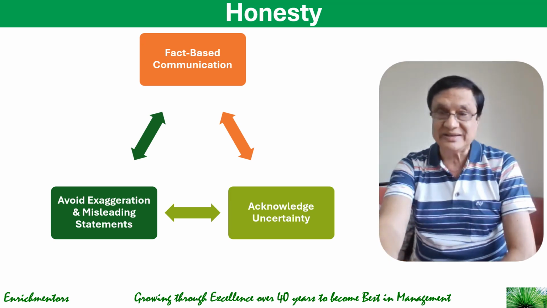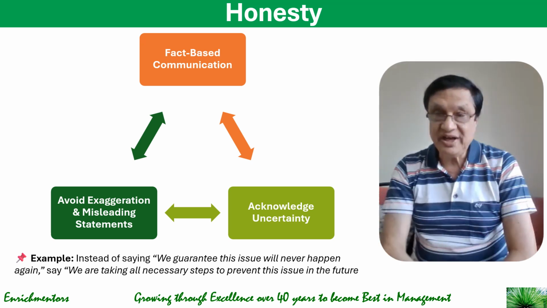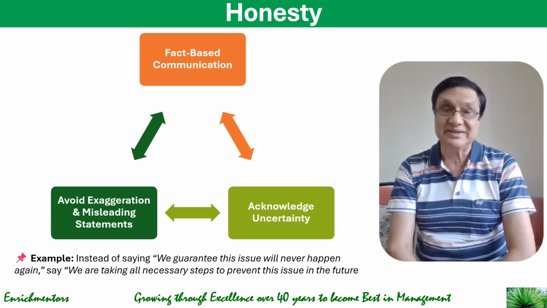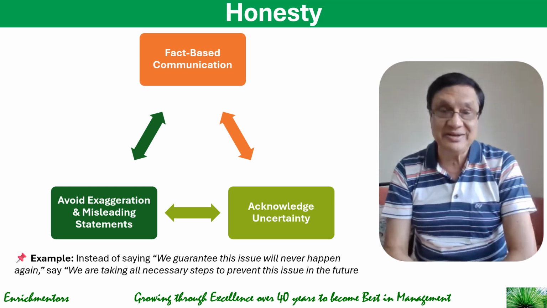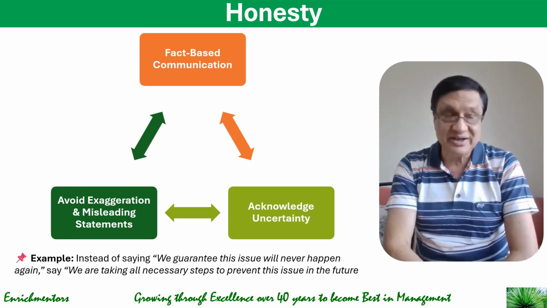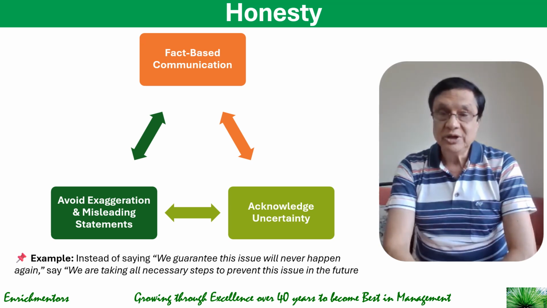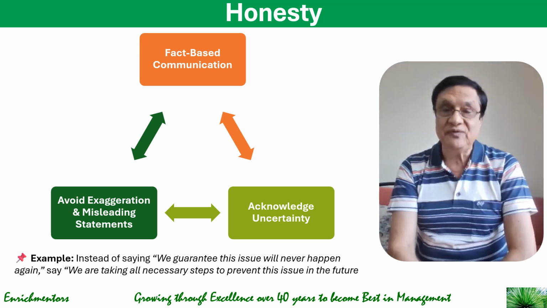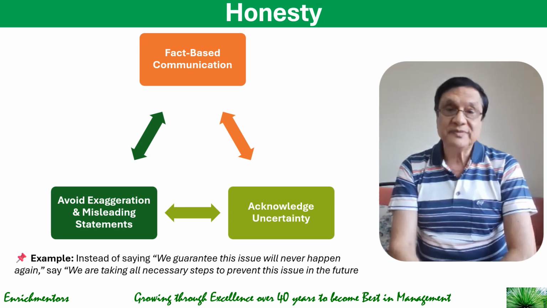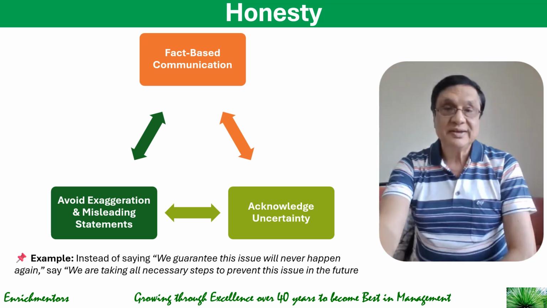Now let's take a look at an example. Instead of saying "we guarantee this issue will never happen again," which sounds like exaggeration, right? How can you guarantee that? So it's a misleading and exaggerated statement. We should be saying "we are taking all necessary steps to prevent this issue in future," because that's what is within your control. You can take necessary steps, but whether this will get prevented in future, only time can tell. So that's an example of honest communication.